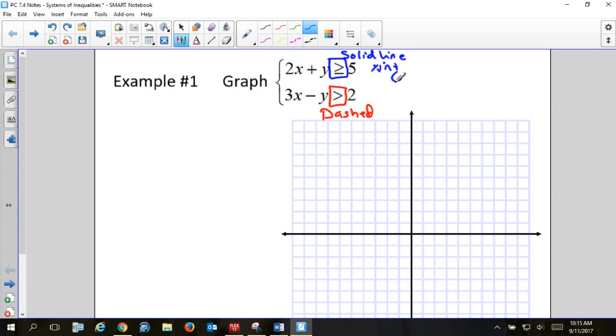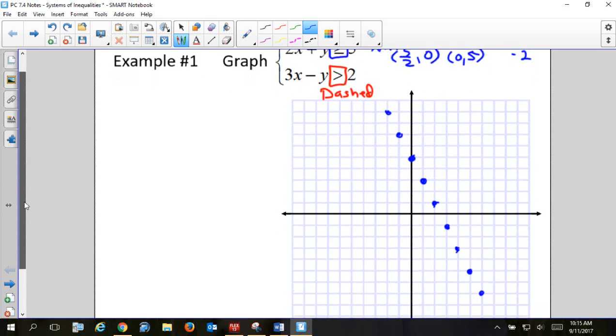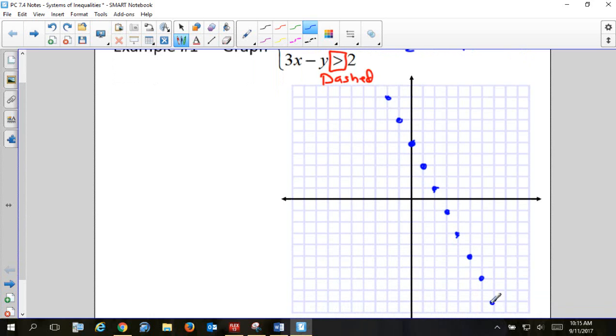Been practicing finding the x-intercept, so I'm pretty fast at it now. My y-intercept is at 5, and my slope is -2. And looking at that, I'm going to graph my y-intercept at 5, use my slope, down 2 over 1. This is a solid line, so I'll use my straight edge and connect the line.